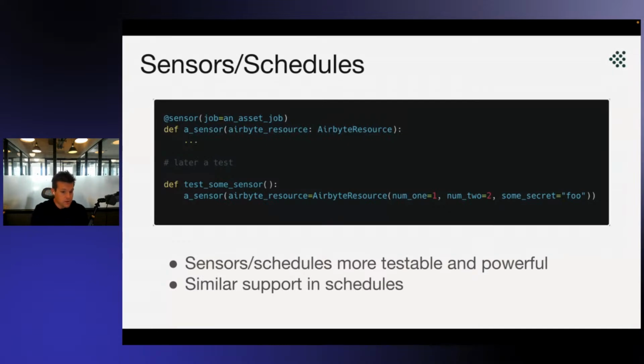And it also makes it way easier to test, right? So you see in this test, we're testing the sensor, and just like an asset or an op, you can invoke it and pass an arbitrary resource to it. And so it's way easier to test. And we think this is an exciting step forward.